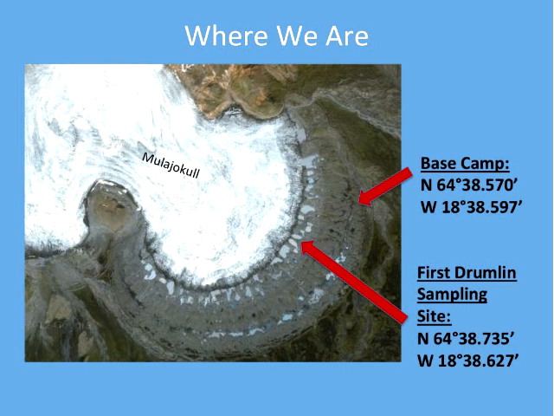Muleyjokul is a surge glacier, which means that it periodically advances and then retreats back where it came on a fairly regular cycle. And the last surge that it experienced was in 1992. Next slide, please.